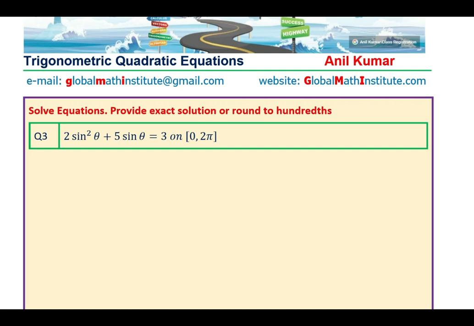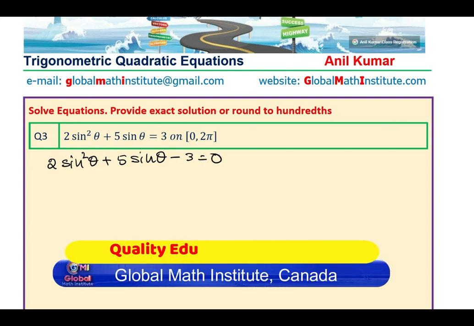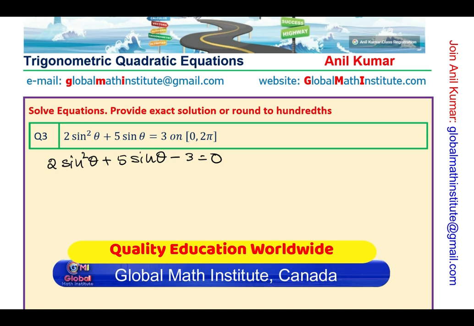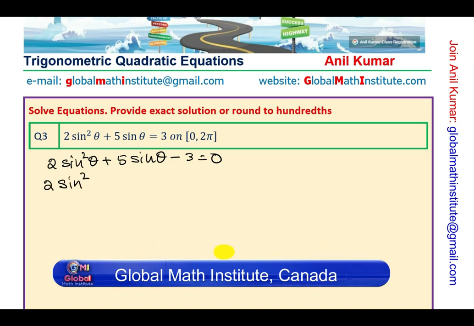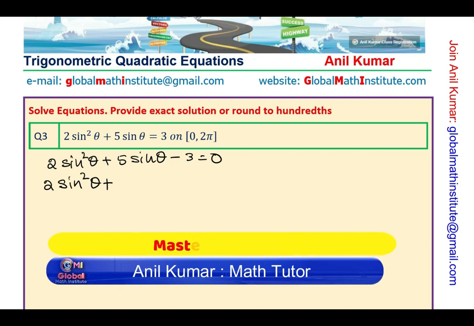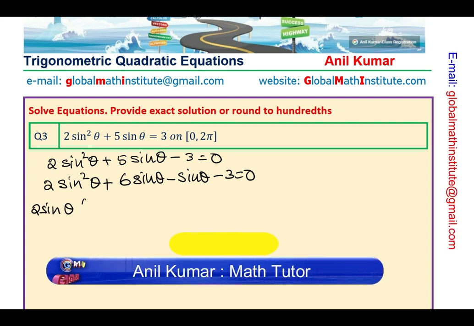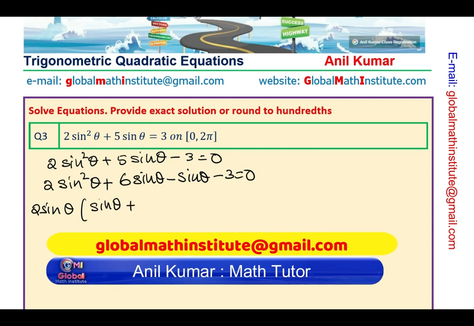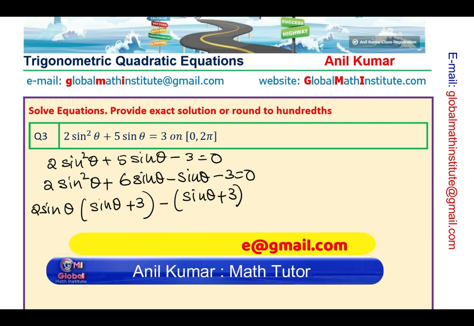So bring the terms together, you get 2 sine square theta plus 5 sine theta minus 3 equals to 0. 2 times 3 minus will be minus 6. We need 5. So let's factor. So we get 2 sine square theta plus 6 and 1 works for us, right? So 6 sine theta minus sine theta. That takes care of 5 sine theta, right? And now we are going to take 2 sine theta common in the first two factors, giving us sine theta plus 3, minus common gives us sine theta plus 3 equals to 0.